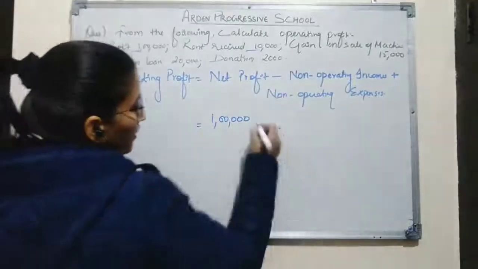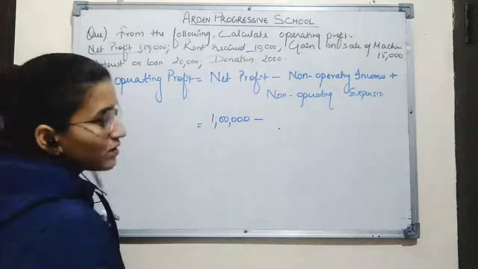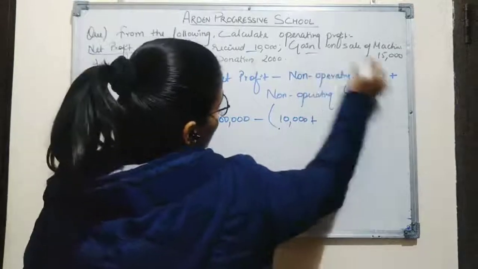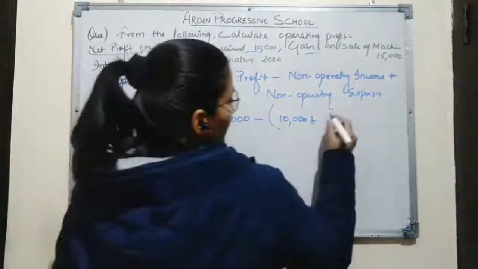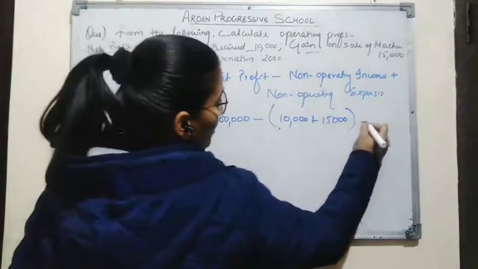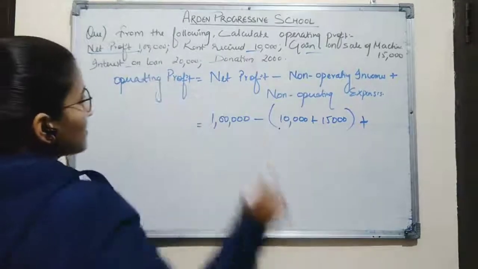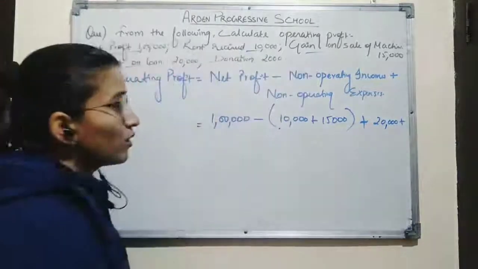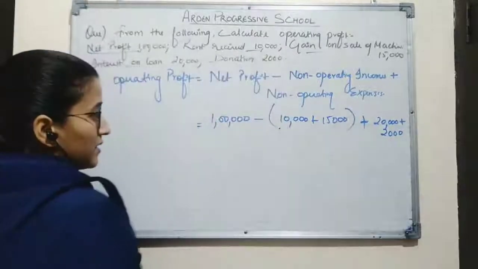So here the amount of net profit is rupees 1 lakh. Now we will deduct non-operating incomes. So rent received, which is rupees 10,000, is considered as non-operating income, and also gain on sale of machine amounting to rupees 15,000 is considered as non-operating income. Next we will add all non-operating expenses. So here non-operating expenses are interest on loan, which is rupees 20,000, and donation amounting to rupees 2,000. This is also considered as non-operating expenses.